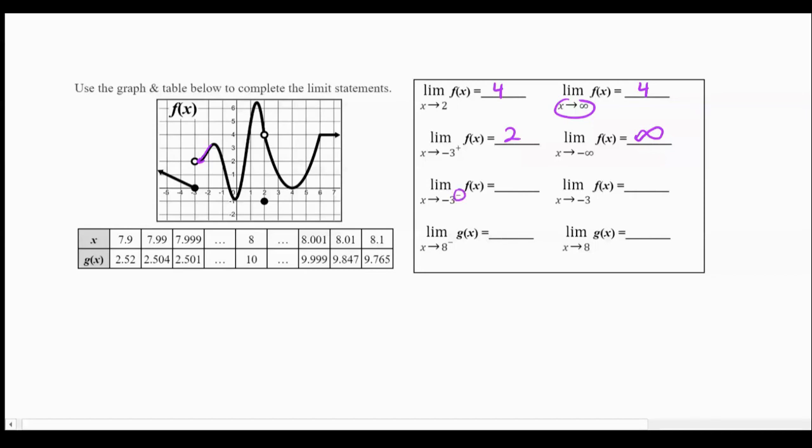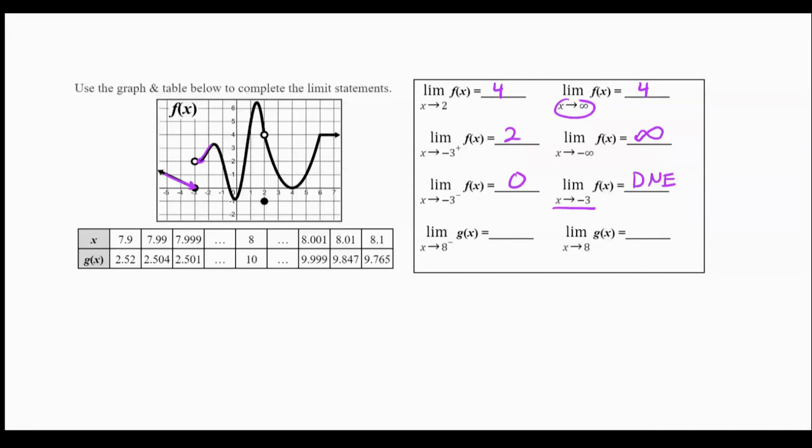Now I have my -3 from the left side, which is not approaching the same value, because this one's approaching 0. If the left side and right side don't approach the same value, then the two-sided limit, which is this next one right here, since the left and right side don't both point towards the same y value, then that limit doesn't exist.